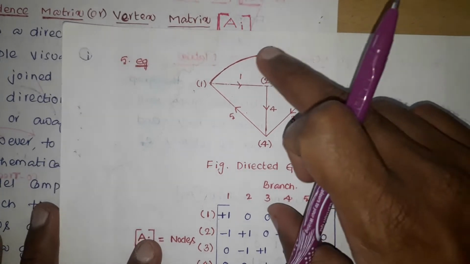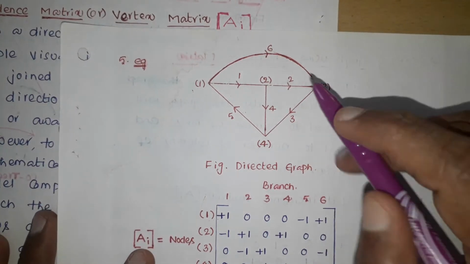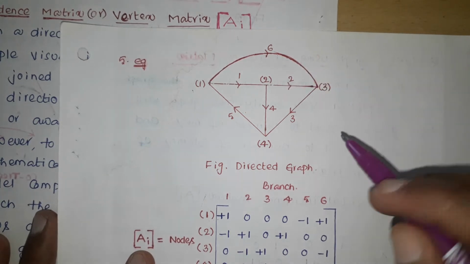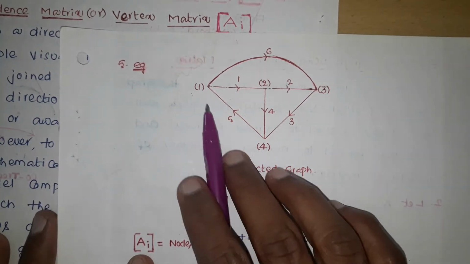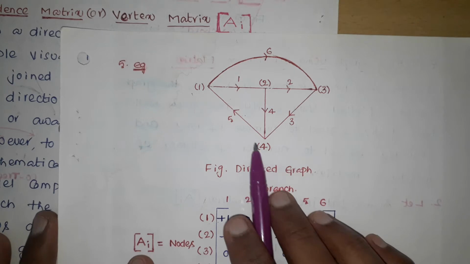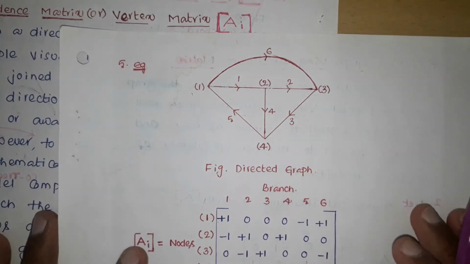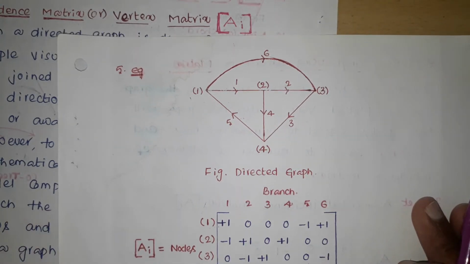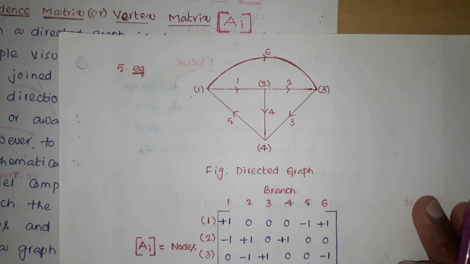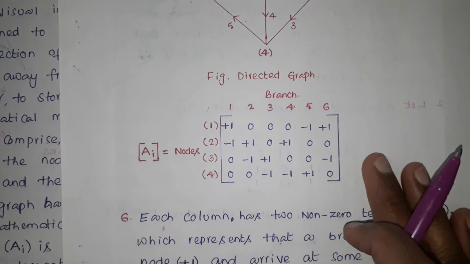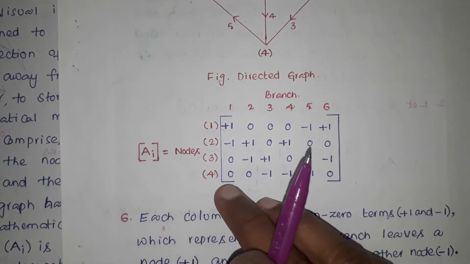So here this is one oriented graph, a directed graph. How many nodes are there? 4 nodes are there: 1, 2, 3, 4. And 6 branches are there, and the directions are given to those branches. Now we have to get the incidence matrix AI.